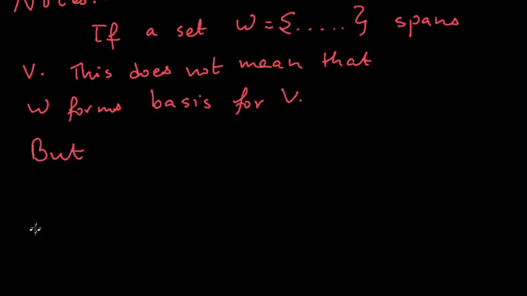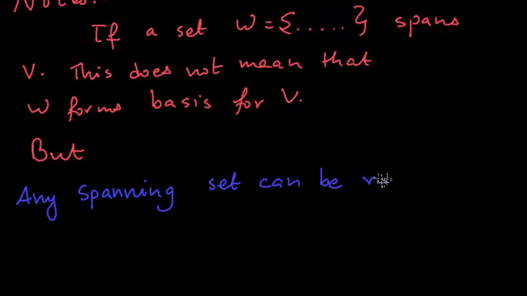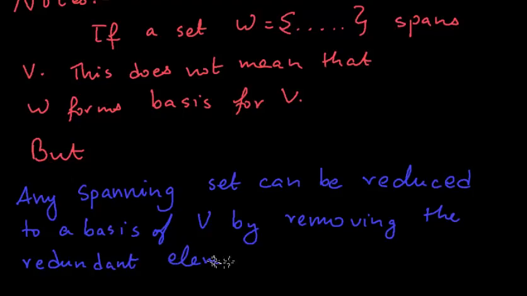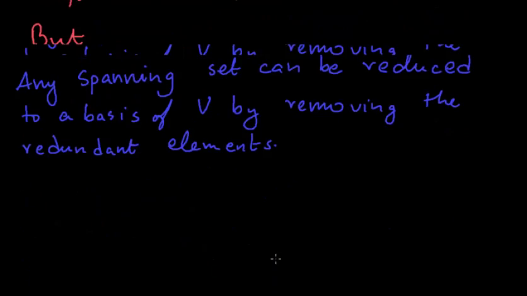So what can be done is, any spanning set can be reduced to a basis of V by removing the redundant elements. This will be clear after we look at an example. Let's look at one example.